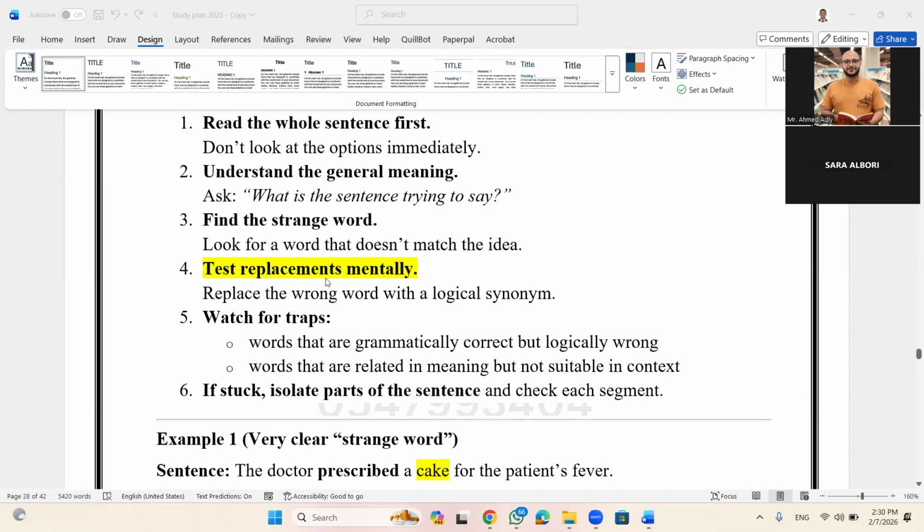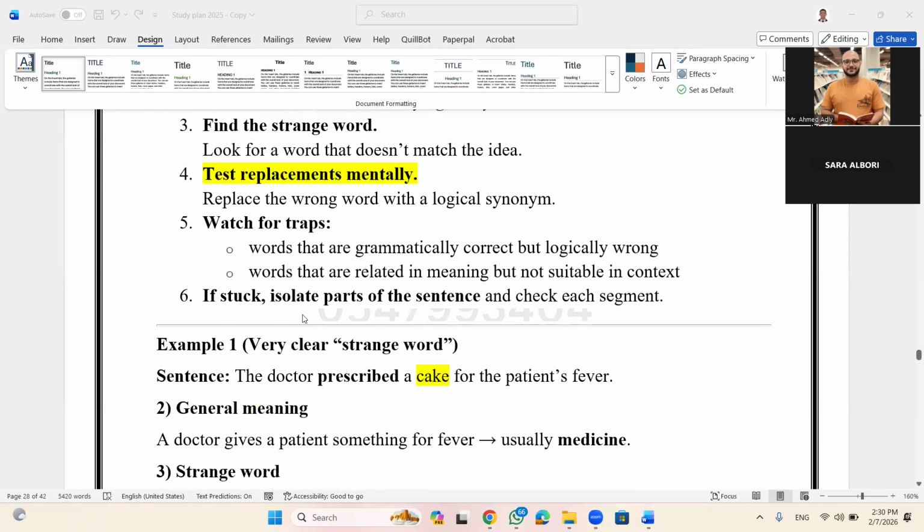And there's something else you need to do. Try to replace the illogical word. If it's replaceable, then you're working in the right direction. For example, Sarah went to the cafe and she had some coffee. So here it's okay. But I need you to watch for some traps.